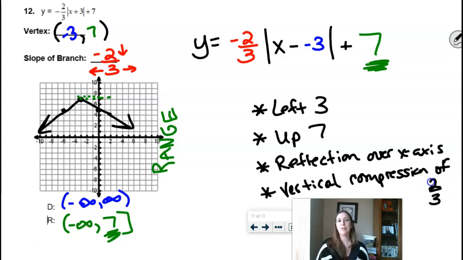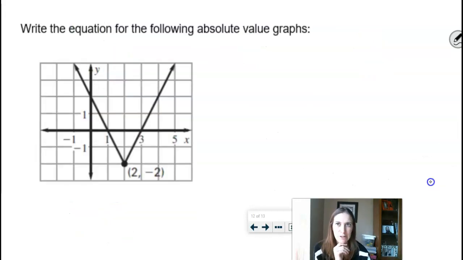So anytime you have a number in front that is smaller than 1, like 2/3, it's going to compress it. It's going to make it go up slower. If you have a number bigger than 1, it's going to stretch it. It's going to be a vertical stretch, going up faster than a factor of 1.